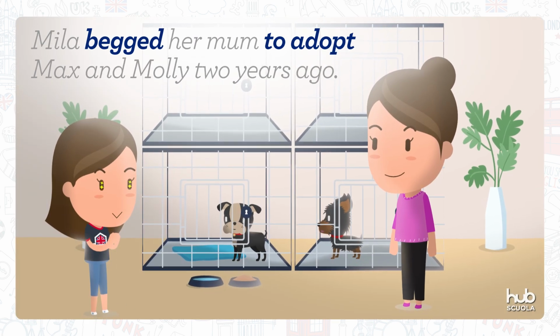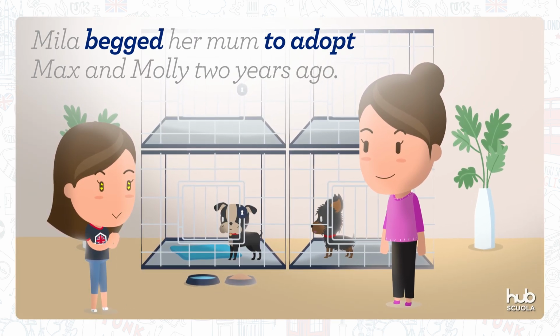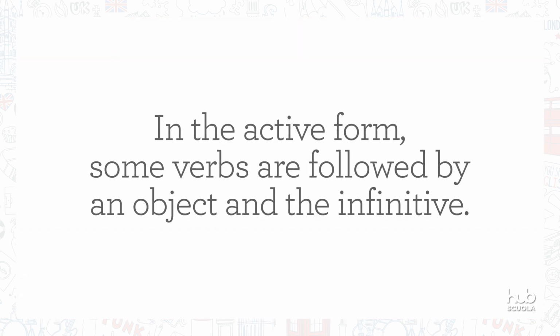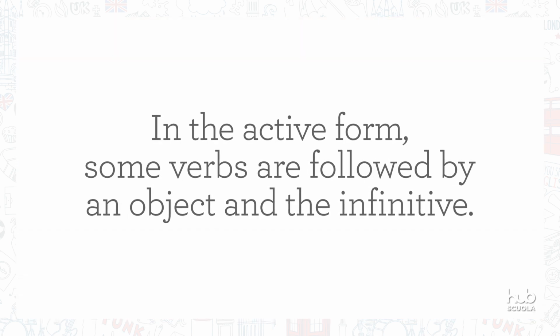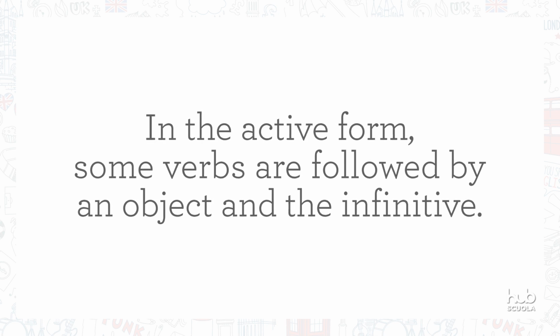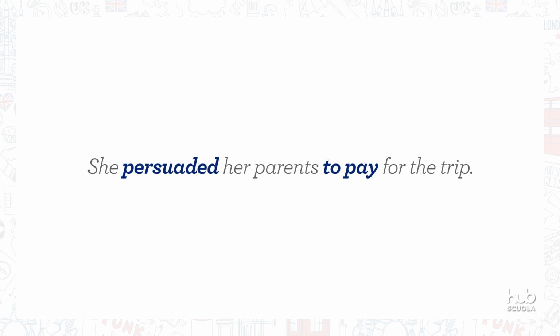Mila begged her mum to adopt Max and Molly 2 years ago. In the active form, some verbs are followed by an object and the infinitive. For example, she persuaded her parents to pay for the trip.